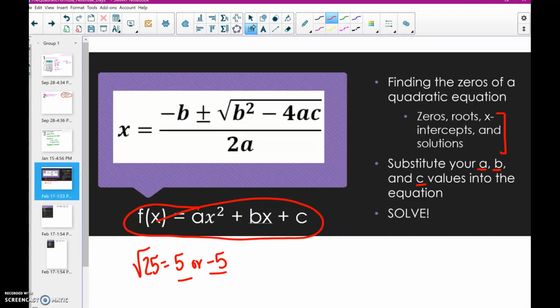It's x is equal to negative b plus or minus the square root of b squared minus 4ac all over 2a.